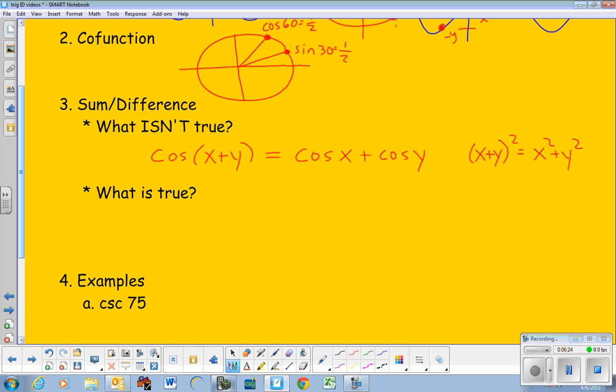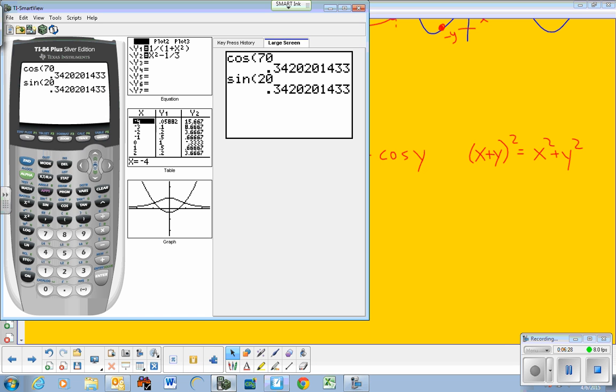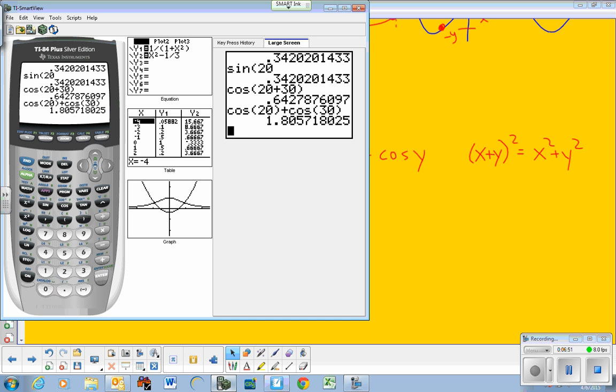So what is true? What is cosine of x plus y equal to? Just in case you're not buying it, let's try cosine of 20 plus 30. Just to confirm. So this would be the cosine of 50. Cosine of 20 plus 30, the cosine of 50 is 0.64. Cosine 20 plus cosine 30 is not the same thing. All right, it's 1.8. So we have a problem. What is it equal to?